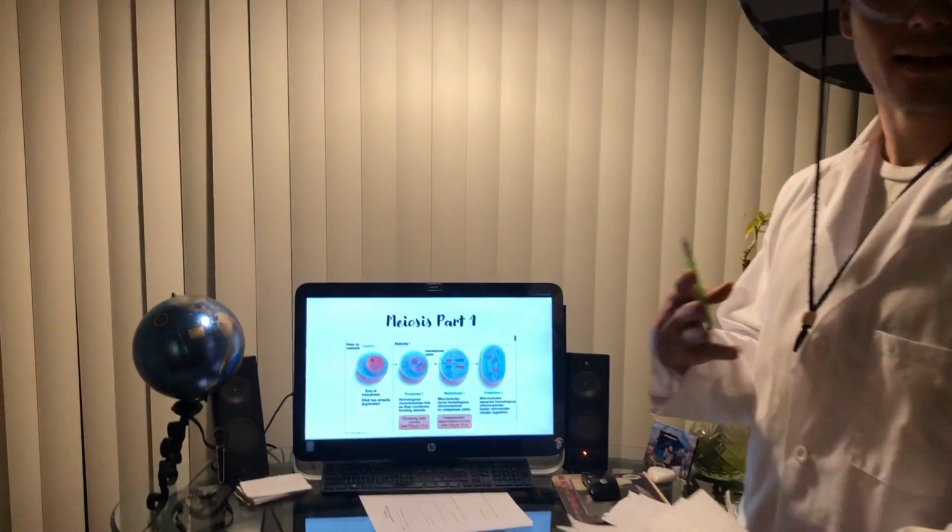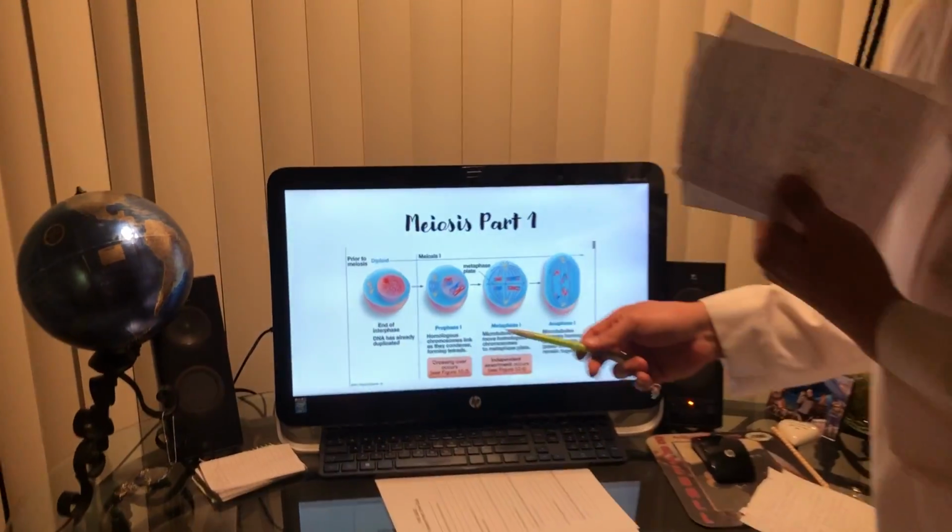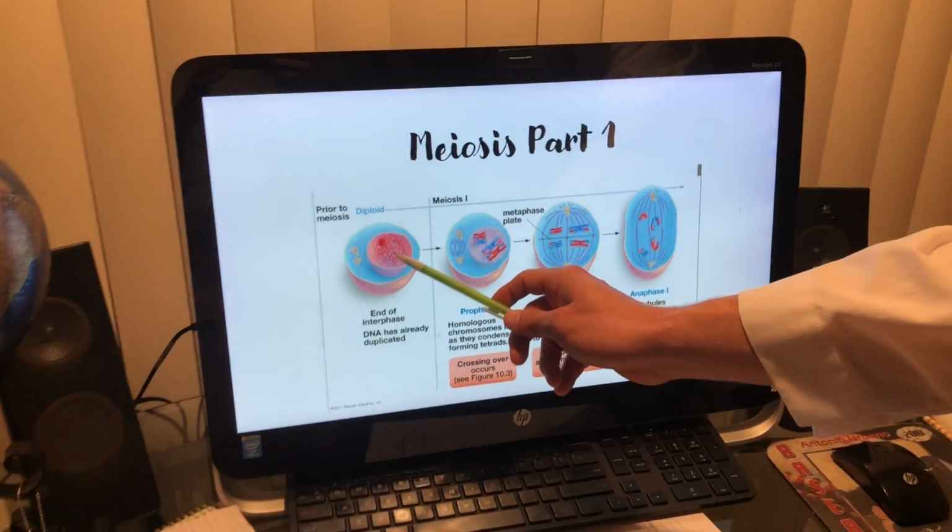Actually, the spaghetti form of the chromosomes, the euchromatin, you can actually see right here.